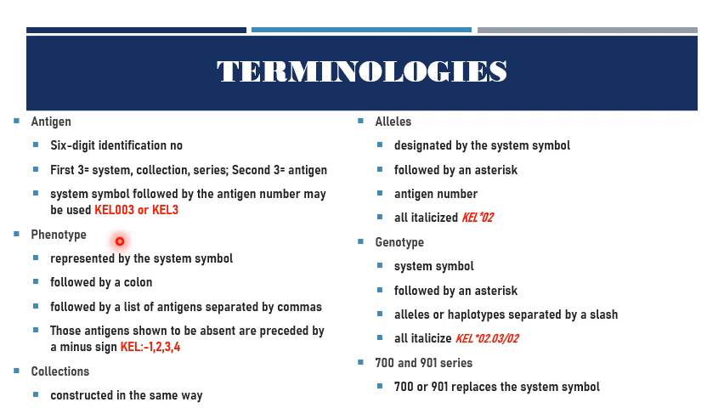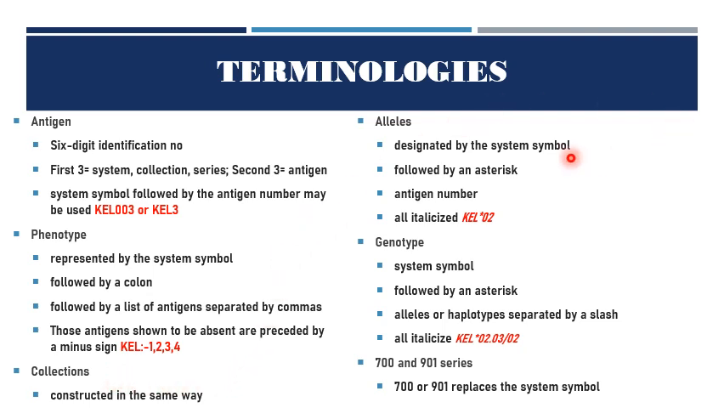Then for the phenotype, it is represented by the system symbol followed by a colon, then followed by a list of antigens separated by commas. Those antigens shown to be absent are preceded by a minus sign. So this one, for example, Kel, colon, then 1, 2, 3, 4 separated by commas, and number 1 is absent, so there is a minus sign. For collections, they are constructed in the same way.